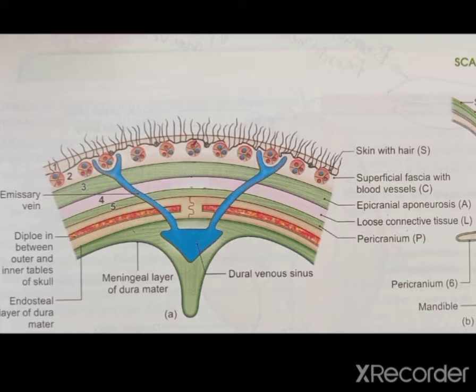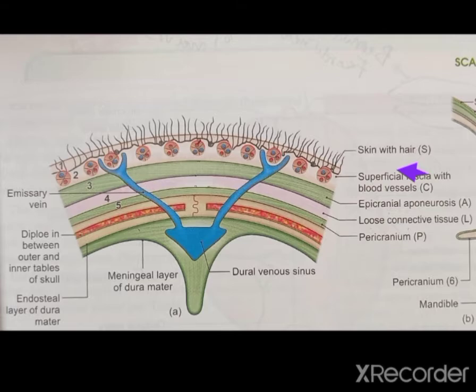Friends, also remember that this is the skull bone over here, and the layers of the scalp lie above the skull bone. Okay, and below the skull bone lie the meningeal layers of dura mater.